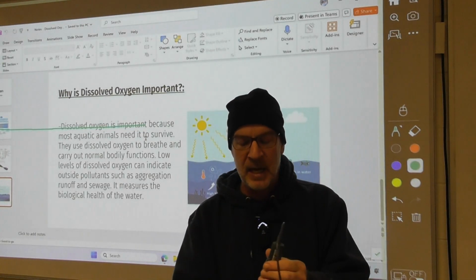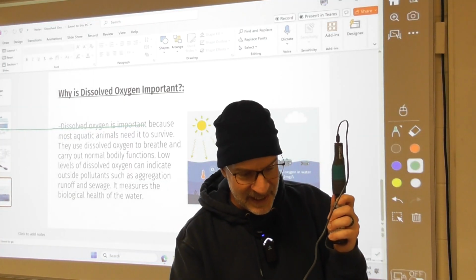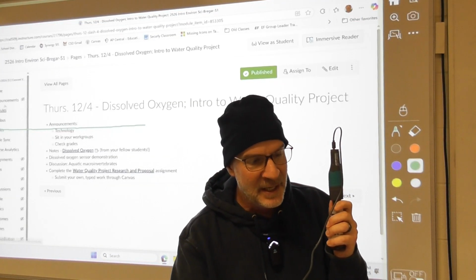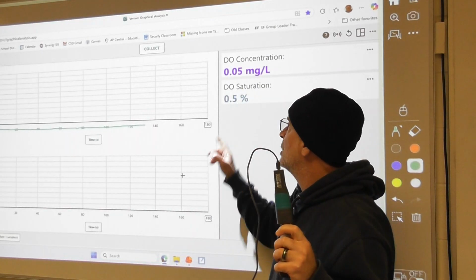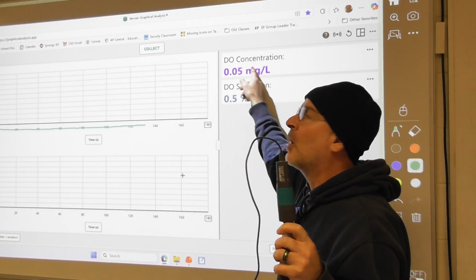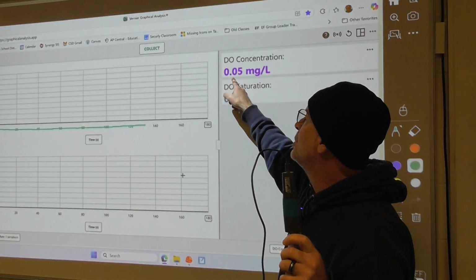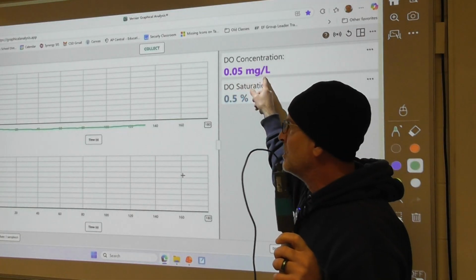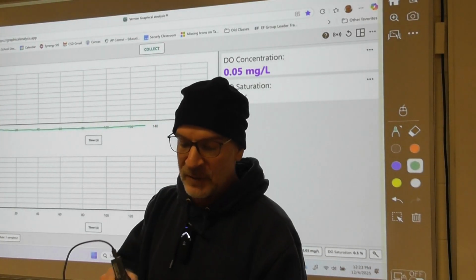So I have it set up already, and what I did is I put it in what's called a calibration solution. This calibration solution is designed to have almost no dissolved oxygen in it. So right now it's measuring 0.05 milligrams per liter, which is a really small amount of dissolved oxygen.